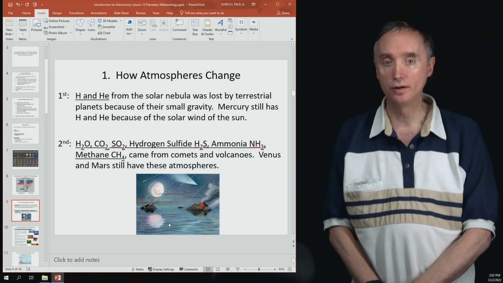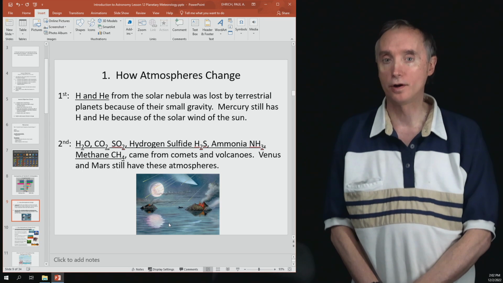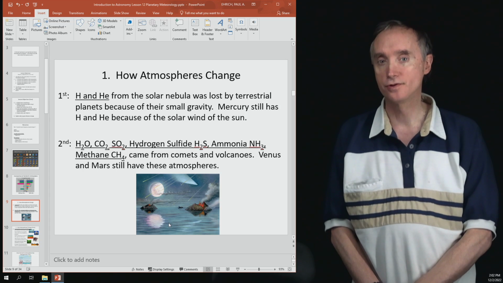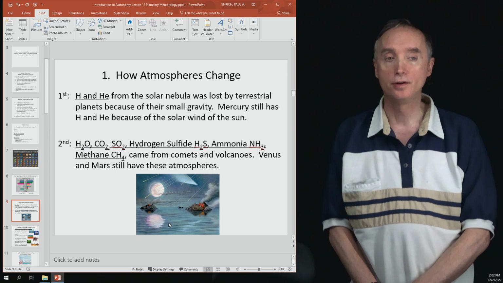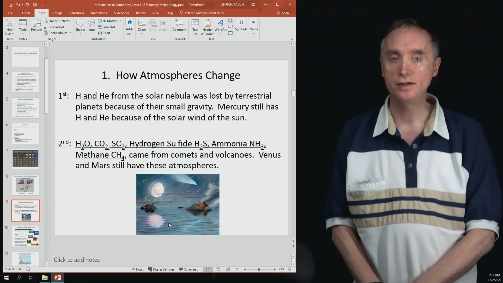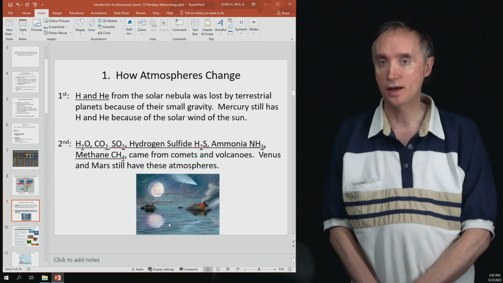So we think that all of those planets originally had a secondary atmosphere that would have been composed of water, carbon dioxide, sulfur dioxide, hydrogen sulfide. Hydrogen sulfide is that thing that you get that rotten egg smell from. And then ammonia and methane. So all of these kinds of gases come from two places. One, they're erupted out of volcanoes, and two, they're found in comets.